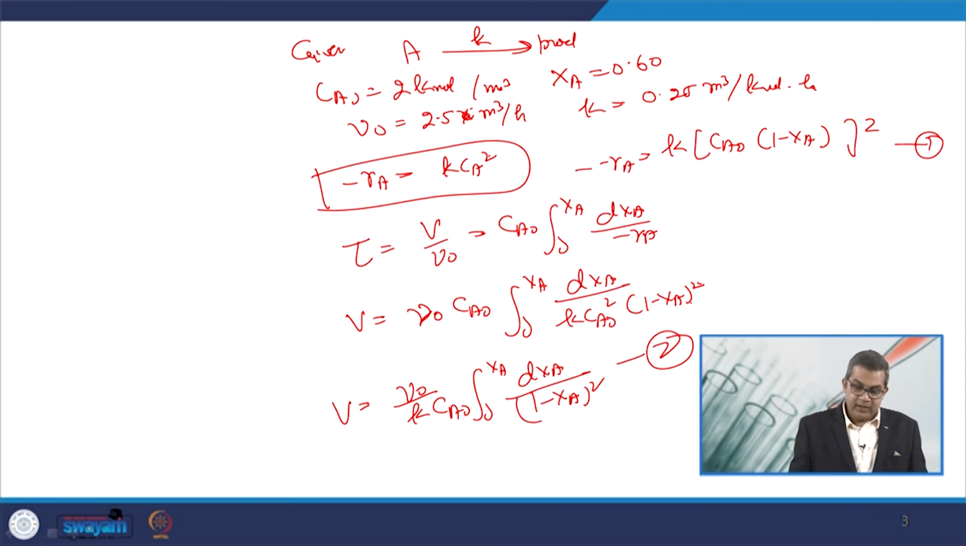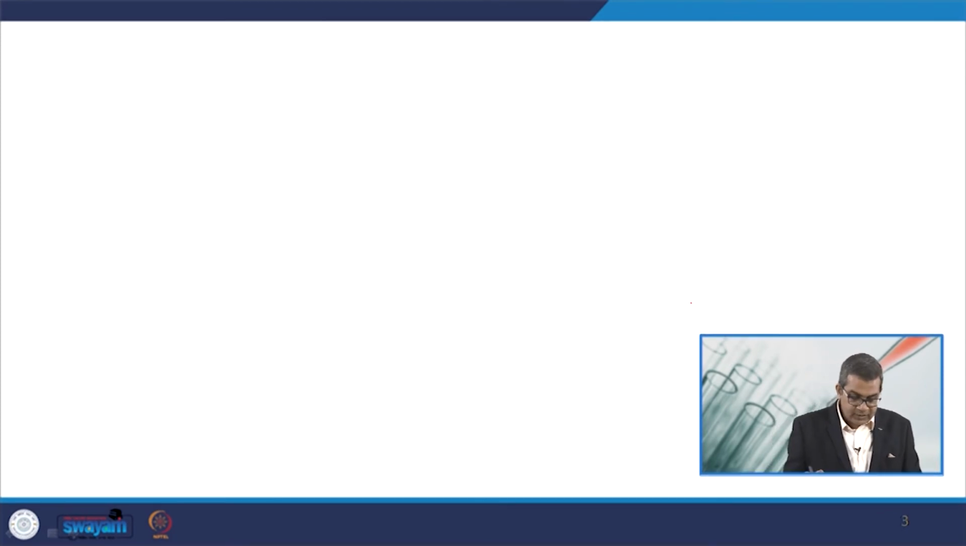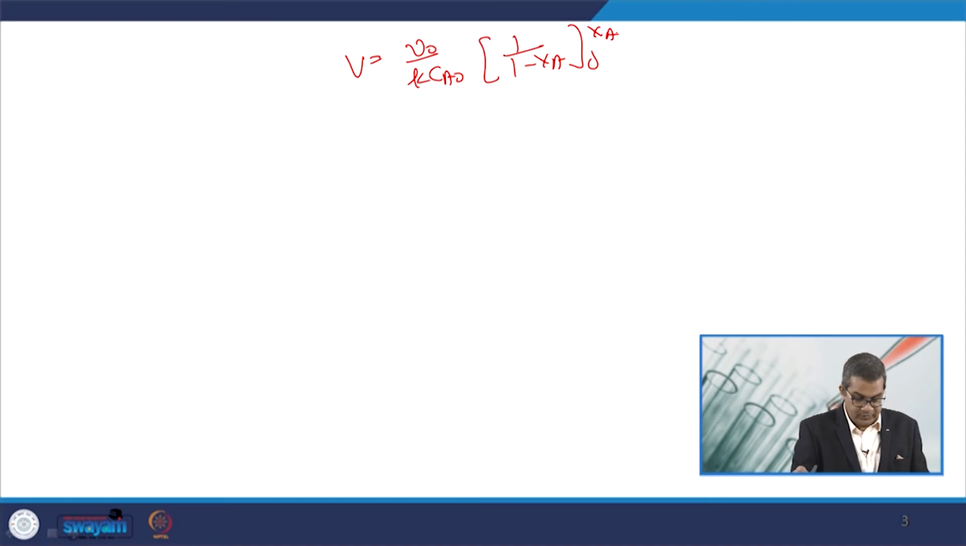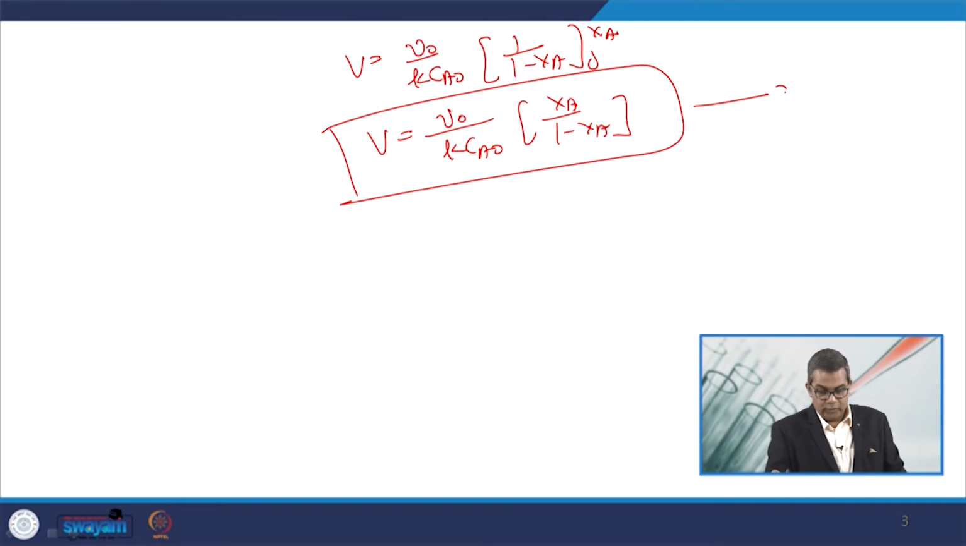So if we integrate this equation number 2, then we find that V is equal to V naught K Ca naught times 1 upon 1 minus Xa, that is this one, and upon rearranging all these things we find that V is equal to V naught upon K Ca naught times Xa upon 1 minus Xa. That is my equation number 3.